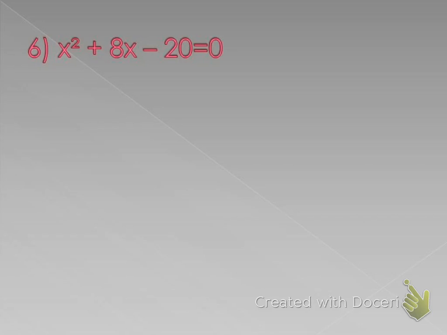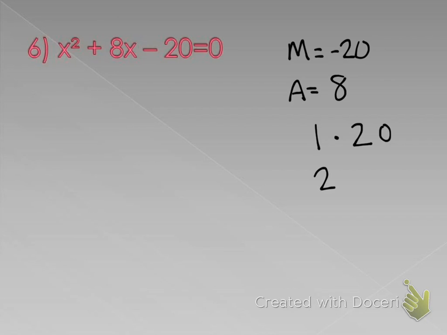So what's my m? 20. -20. Take care of those signs. The a is 8. So I'm going to list my ways to make a 20, then I'm going to figure out the signs. So these are the 3 ways to make a 20. If I want to multiply to a negative, but add to a positive, what do I know about the signs? One negative. Which one? Bigger or smaller? The smaller one. You want the bigger one to be positive. It's going to be 2 and 10. So it is going to be -2, +10.